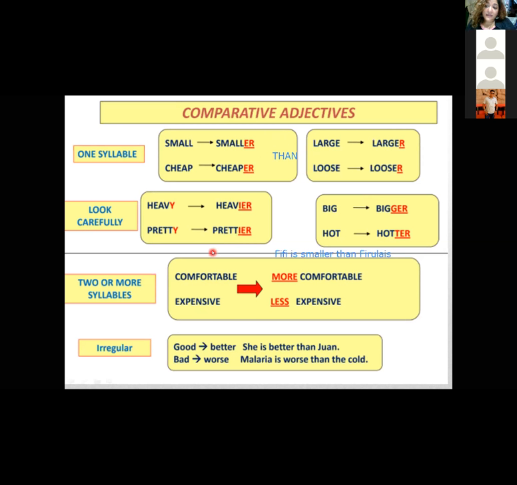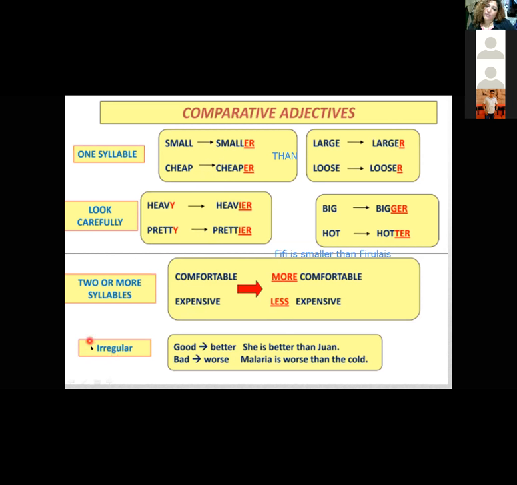Okay. What happens when we have adjectives, cuando tenemos adjetivos largos, or two syllables or more syllables? Well, we add, aquí sí nos va a hacer la vida fácil, we're going to add only more. Nice. Más. Pero no more. Podemos decir more smaller, more cheaper, no. More is only with long adjectives. Is clear? Yes. So, more expensive, más caro, o less, menos caro.